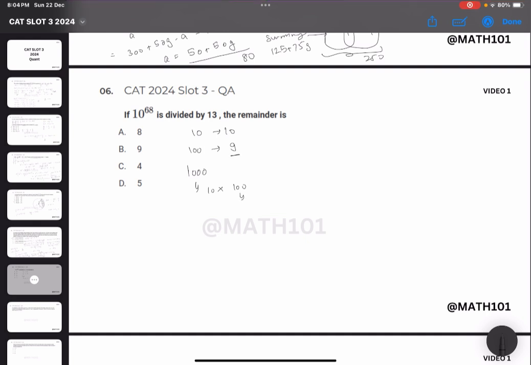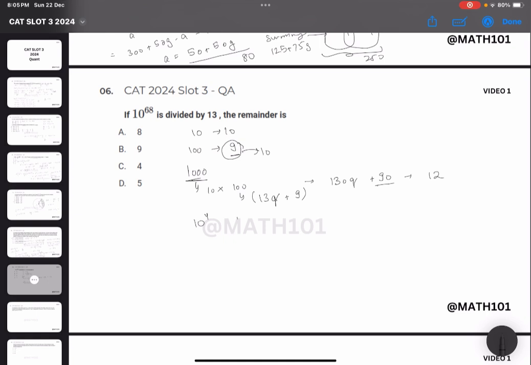That means that 100 can be written as 13 times something, so let's say Q plus 9. Multiplying by 10, 1000 is 10Q plus 90. So we don't have to divide the entire number. We just have to find the remainder of the lower power multiplied by 10 and find what remainder the product leaves. So we'll just find the remainder when 9 into 10, which is 90, is divided by 13, which is 12. So for 10 to the power 4, we will again do the same trick.